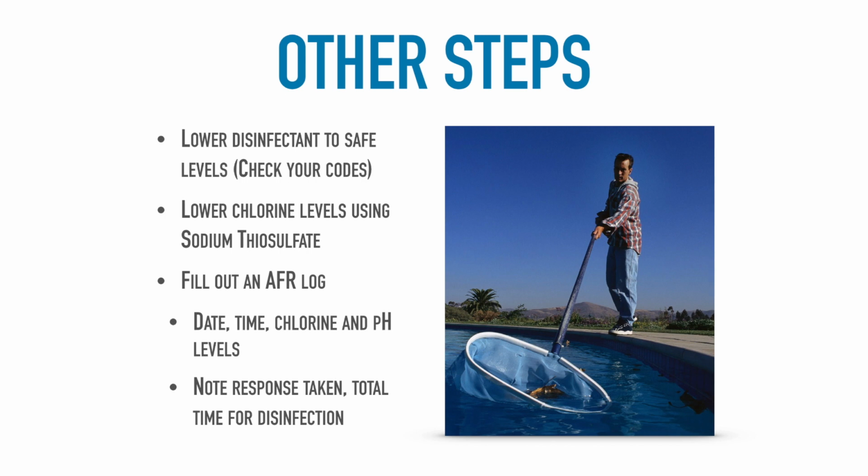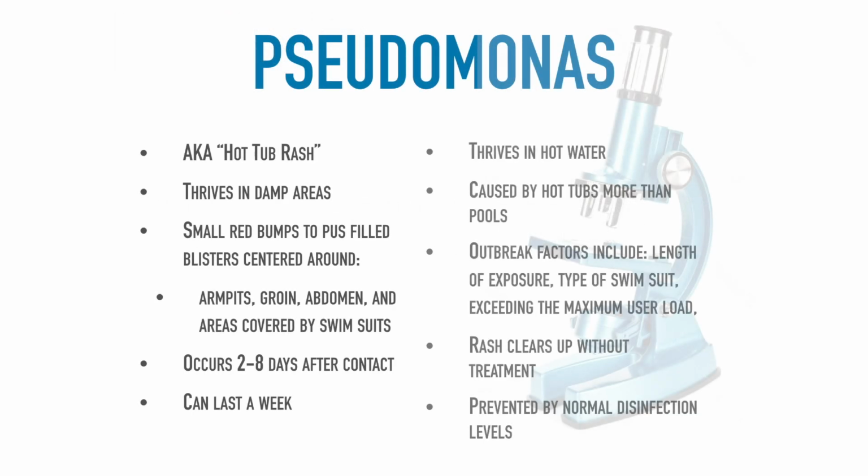Now let's shift away from fecal-related illnesses to non-fecal-related illness. The first one we're going to talk about is Pseudomonas, aka hot tub rash. With Pseudomonas, you're going to see this showing up in places like the armpit, the groin, or areas covered by swimsuits. The reason why is because it's killed off very easily inside of our hot tubs.